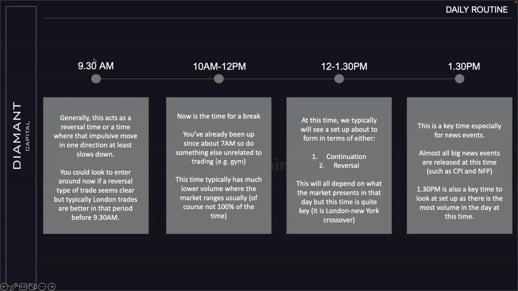It doesn't happen every single day, because there are days, for example, where London session will just continue in its trend and not really slow down at that time. But that's sort of an observation that you should keep in mind.